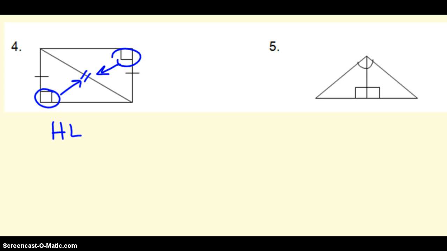Number 5 also has a shared side. So this time I have two pairs of angles and a pair of sides. So I would either be angle, angle, side, or angle, side, angle. The question is, is the side included or not? Since the side is directly in between the two angles, it is included, therefore it is angle, side, angle.